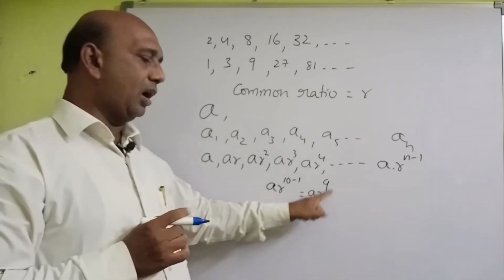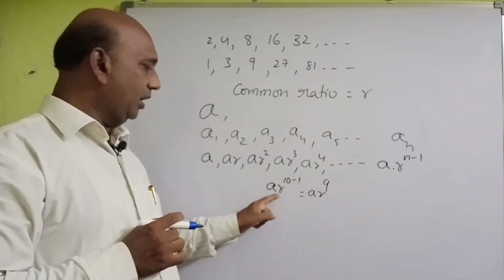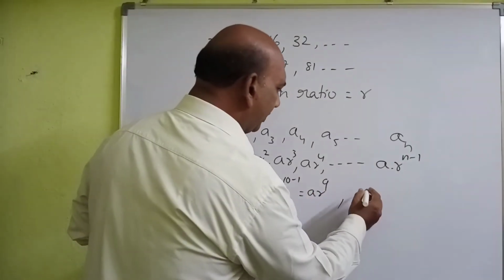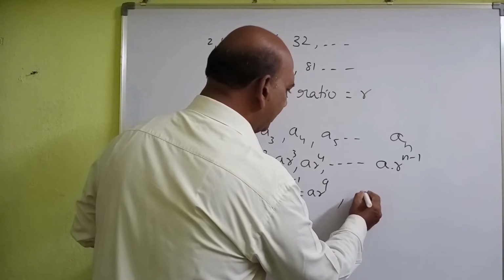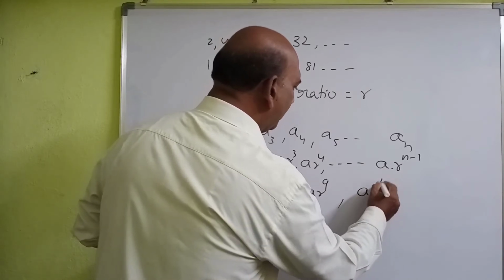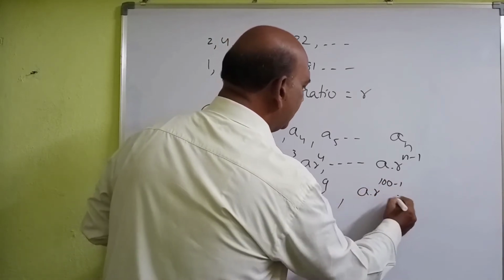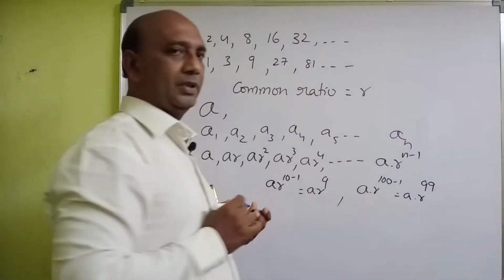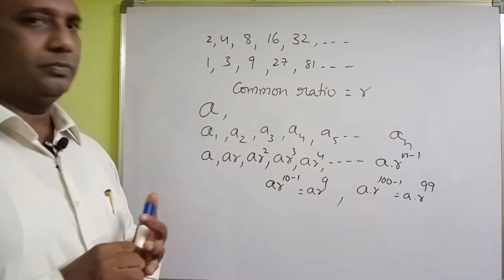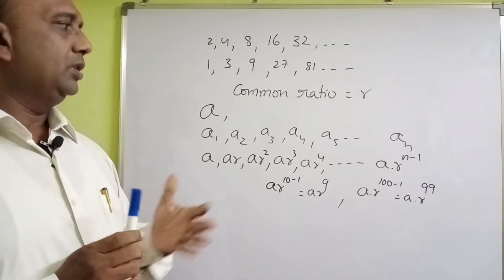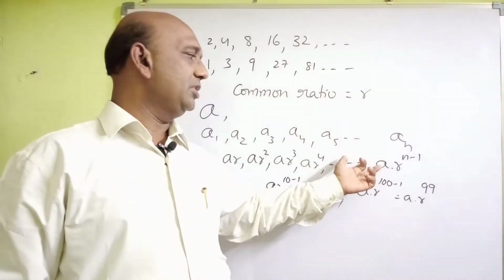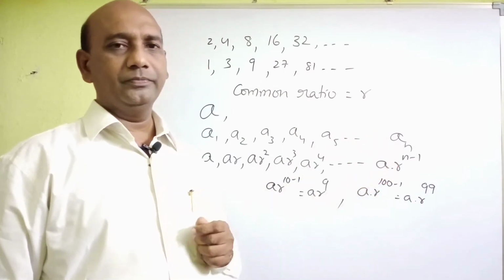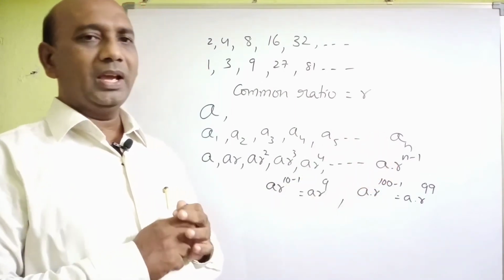10th term is a r power 9. That is a r power 10 minus 1. Like this, if you write the 100th term, a into r power 100 minus 1, which is equal to a into r power 99. Like this, we will get any term in that progression. So, the nth term of the progression is denoted by a into r to the power of n minus 1.